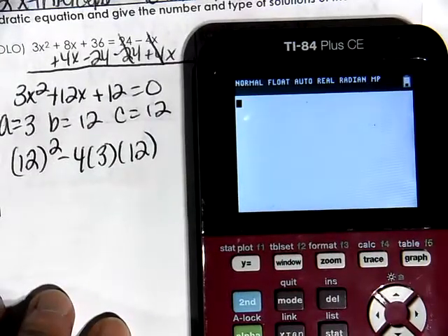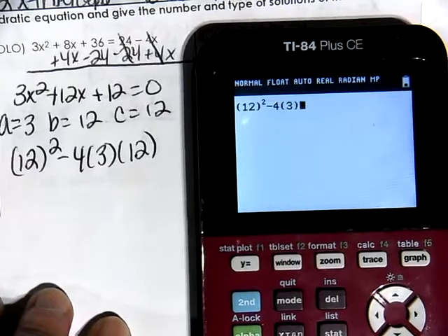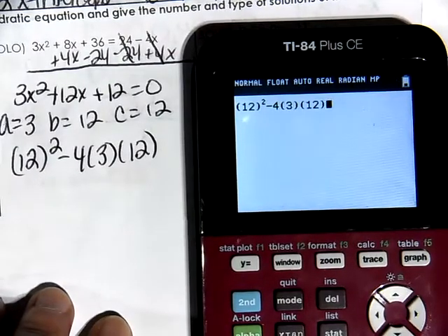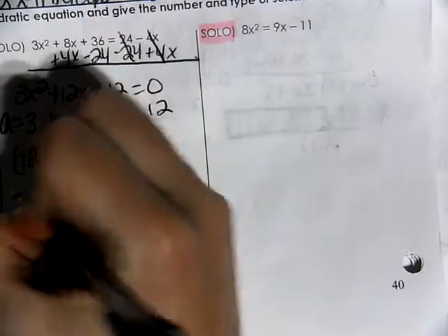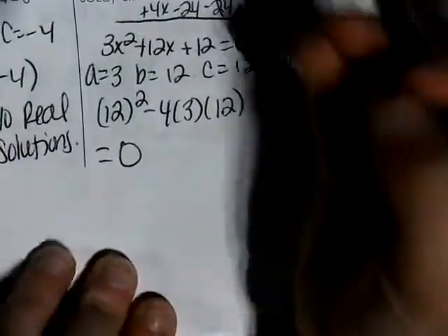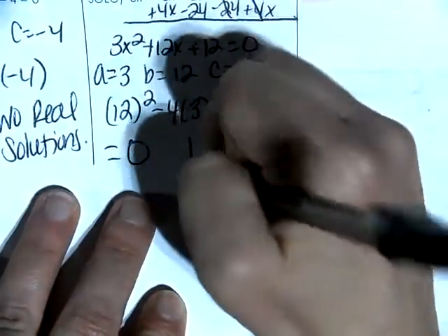So that is going to be 12 squared minus 4 times 3 times 12. And I end up with the number 0. And we all know what happens with 0. That means that we're going to have only one real solution.